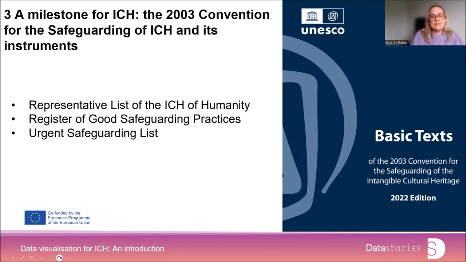A third instrument is the list of intangible cultural heritage in need of urgent safeguarding. So it deals with intangible cultural heritage practices that are threatened by a number of possible factors, such as a declining number of practitioners, impact of climate change, and so on. Threats for which awareness raising is required, counteractive measures are required, and of course, international cooperation is required. Now, in total, these three lists contain 676 elements corresponding to 140 countries.